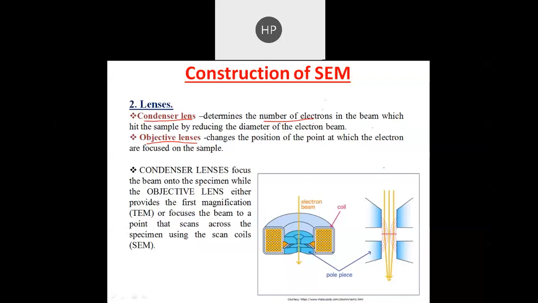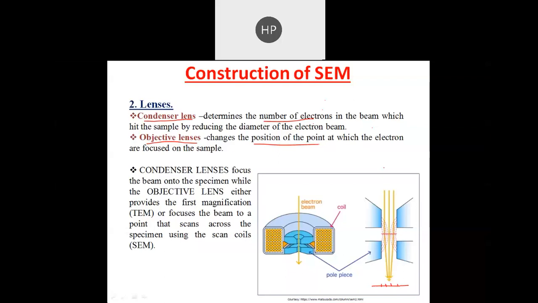And objective lens changes the position of the point at which the electrons are focused on a sample. Okay, so this is the sample. So at which point we are going to focus, here or here or here. So it will change the position of the point at which the electrons are focused on a sample. So this is the use of condenser lens and objective lens.